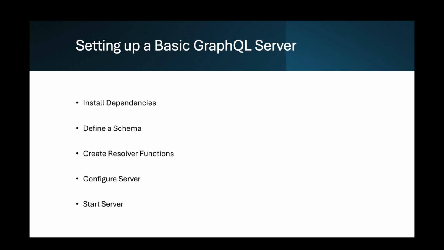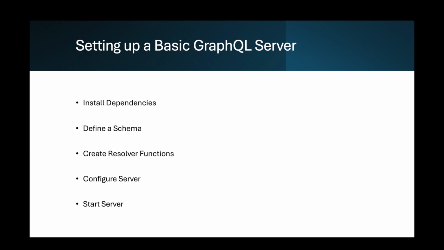Next, what you need to do is configure your server. Configure your GraphQL server by specifying the schema, resolvers, and any additional options or middleware you may need. This may involve setting up routing, error handling, logging, and other server configurations.